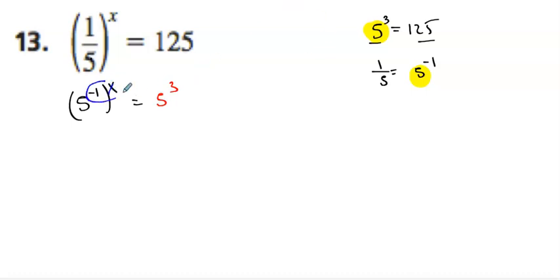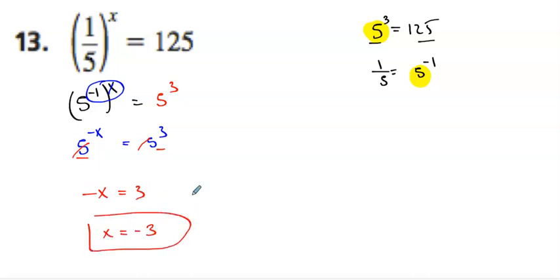And I'm going to apply my laws of power to a power. So this is 5 to the negative x equals 5 to the third. And now I have the same base 5 and 5, and now I can get rid of my base and say that negative x equals 3. Therefore, x equals negative 3. So when x is equal to negative 3, the left side is equal to the right side. And you can check that.